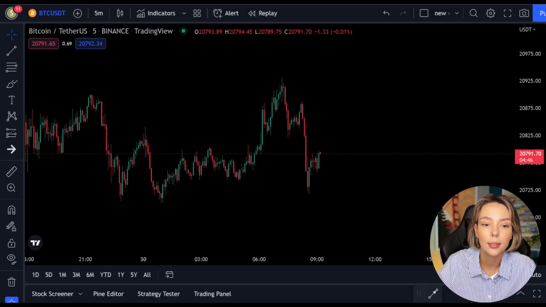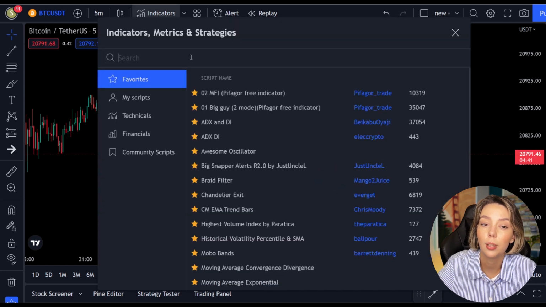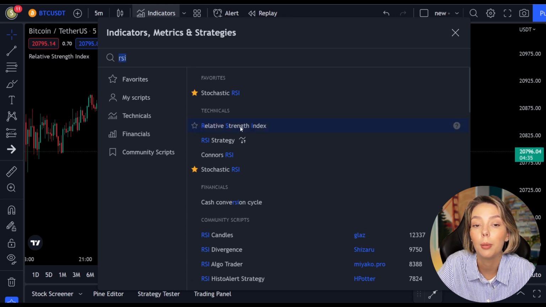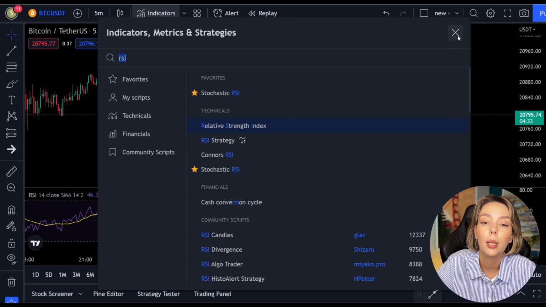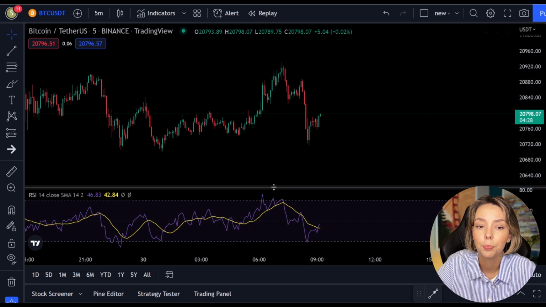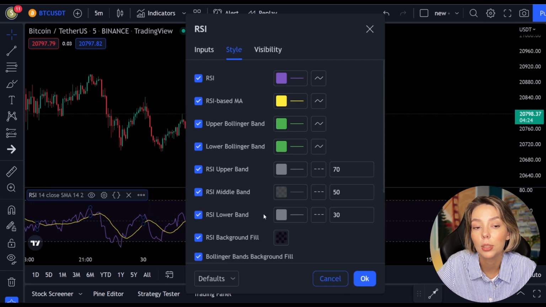Let's first add the RSI to our chart. We will do this in TradingView. If you press indicators and then fill in RSI, click on the first indicator and close the screen. You will now see the indicator appear at the bottom of the screen. We keep the RSI at the default settings. We do remove the yellow line. This is not necessary. Double click on the RSI and then press the RSI based mode. Then close the screen. The RSI is now clear.